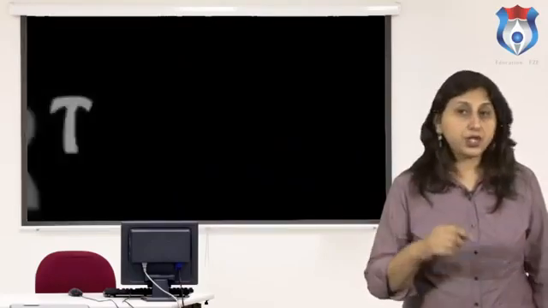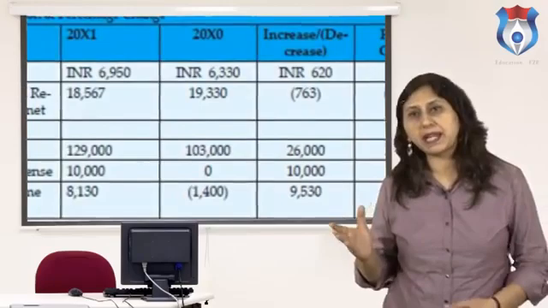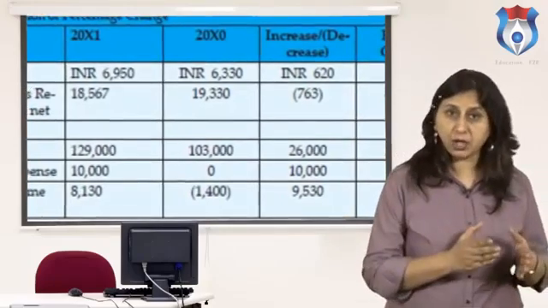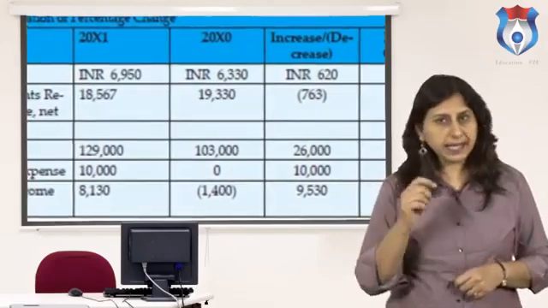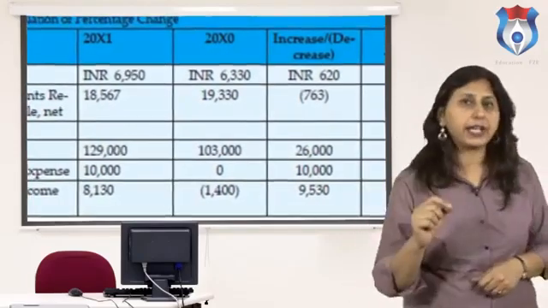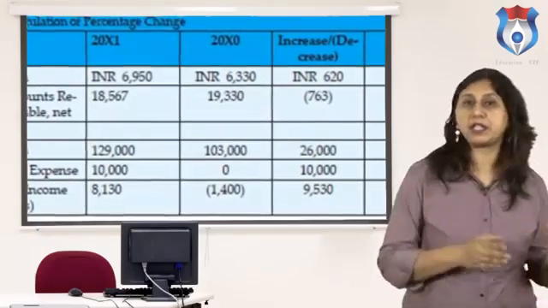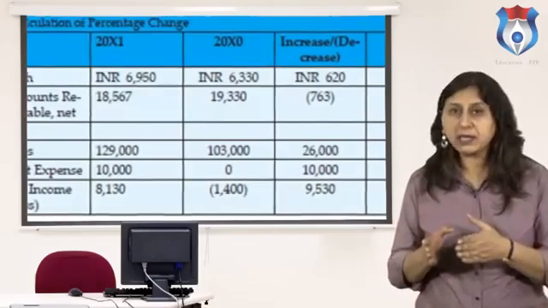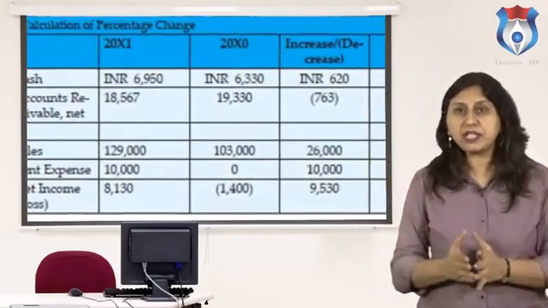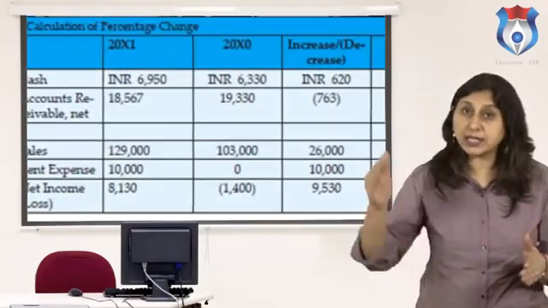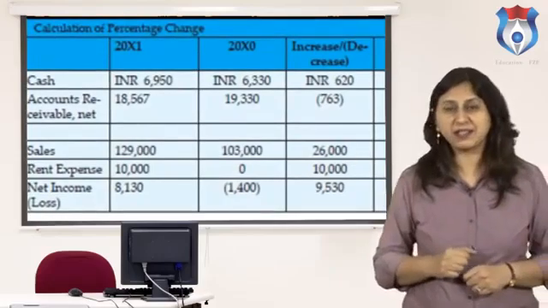Trend analysis. Trend analysis calculates the percentage change for one account over a period of time of 2 years or more. Percentage change. To calculate the percentage change between two periods, calculate the amount of the increase or decrease for the period by subtracting the earlier year from the later year. If the difference is negative, the change is a decrease, and if the difference is positive, it is an increase.